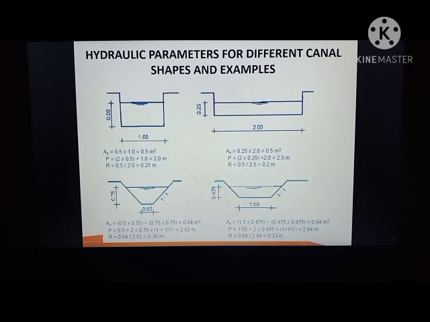Perimeter is 2 multiplied by 0.25 plus 2.0, which is equal to 2.5 meters. The radius is 0.5 over 2.5, which is equal to 0.2 meters for the radius, and so on. This is the shorter bed width of the trapezoidal shape, and this is the larger bed width of the trapezoidal shape canal.